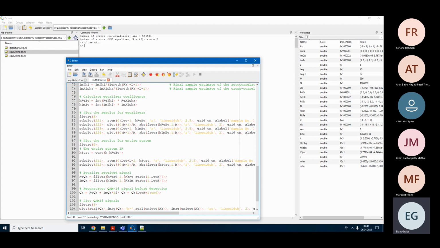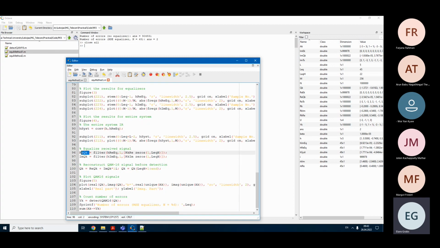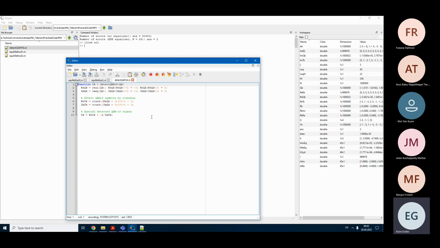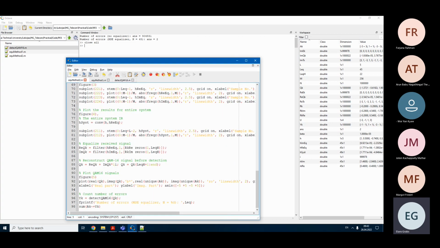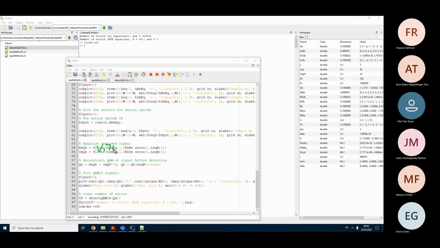So we first calculated the equalizer, then we used this equalizer, then we detected the symbols. We used some detector with a simple method of rounding the values here, and then compared the results. So the Viterbi detector is actually a detector itself. In that case, if we use the Viterbi algorithm here, we no longer need this line because Viterbi will automatically find this solution for us as well.